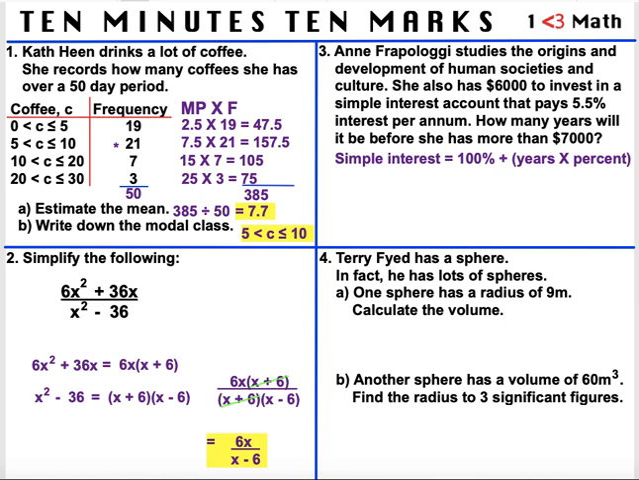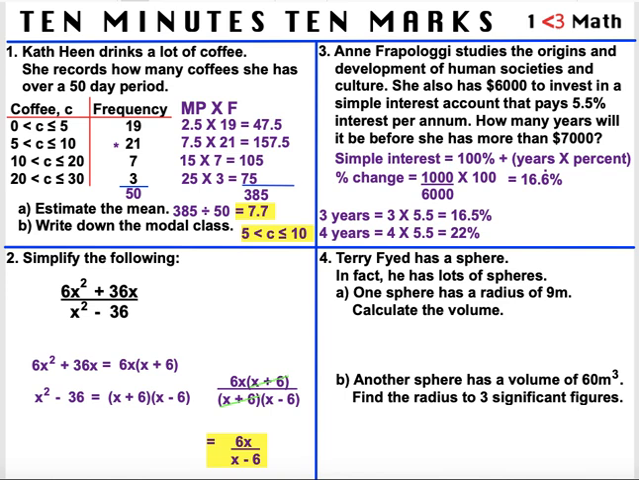However, what we can do here is work out the percentage change, and that's going to be 1,000 over 6,000, because the change we're looking for is from 6,000 to 7,000, so that would be 1,000. The original value was 6,000, so percentage change is change over original times 100, so that is 16.6%. 6 is recurring, by the way. So we need to work out when she's going to have more than 16.6%.